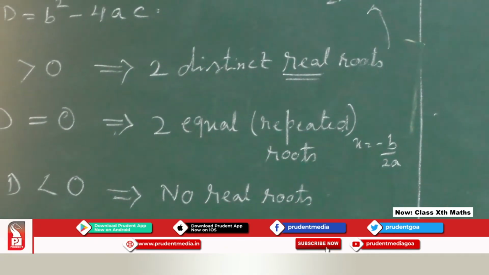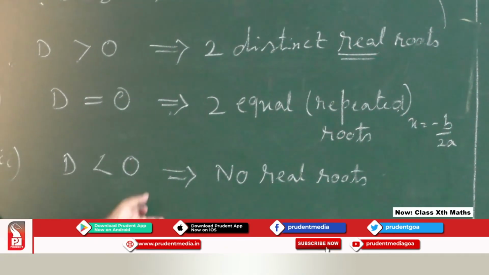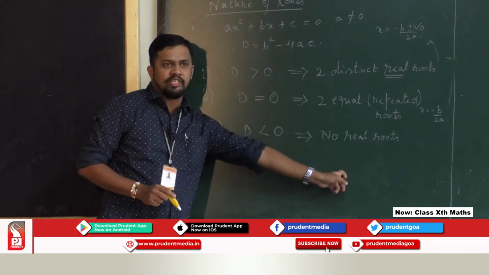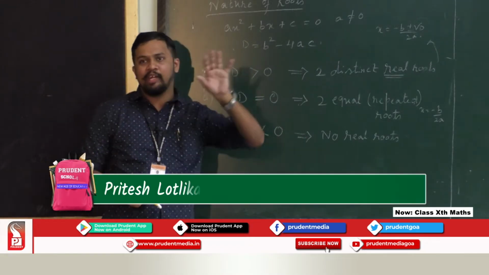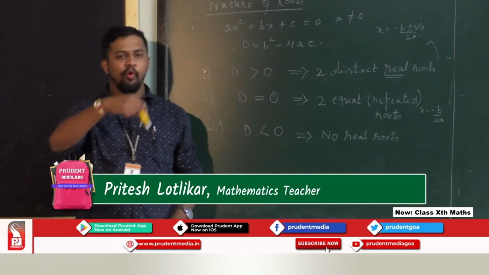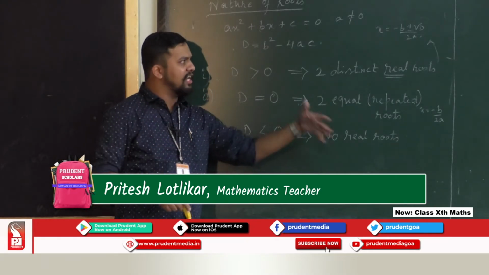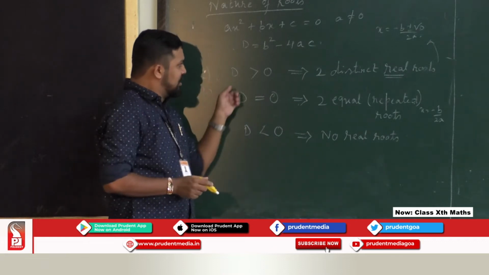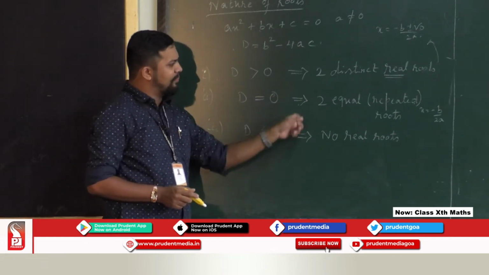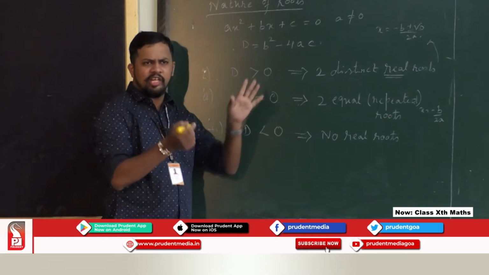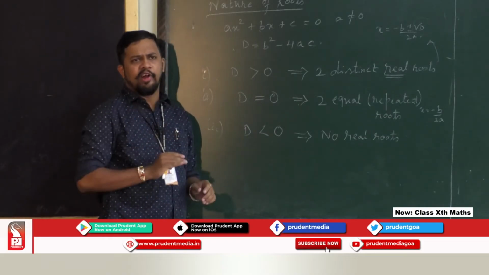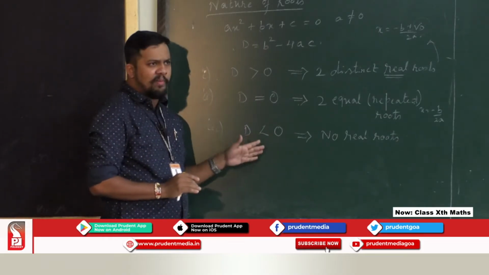And when D is less than 0, meaning negative, there are no real roots, because till now we have not found negative roots. When you go to higher classes, we will learn how to find them, under the heading called complex numbers. So today let me take one problem based on this, and also recap the quadratic formula.